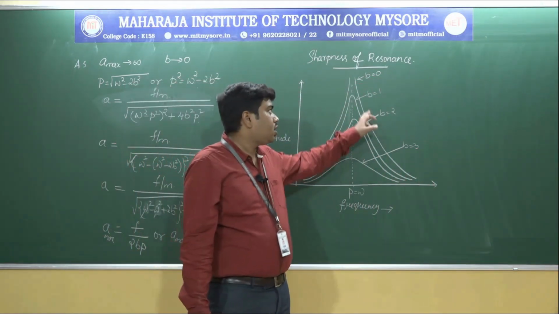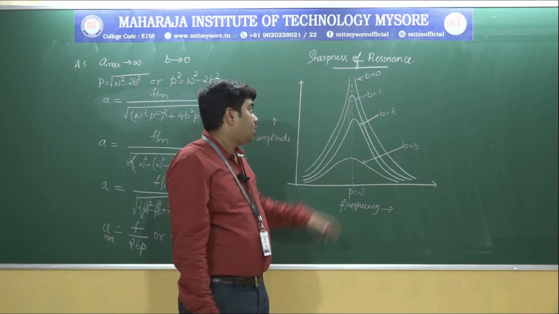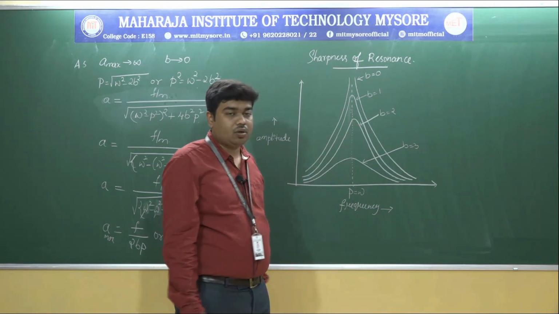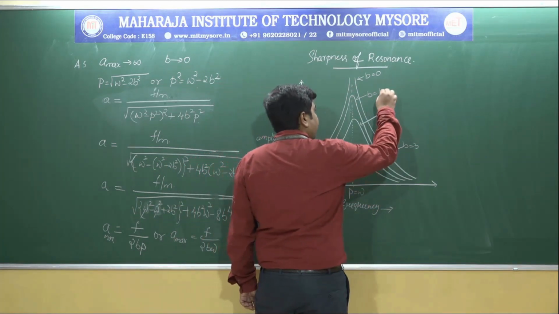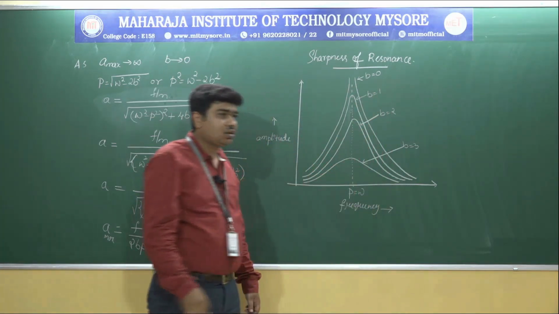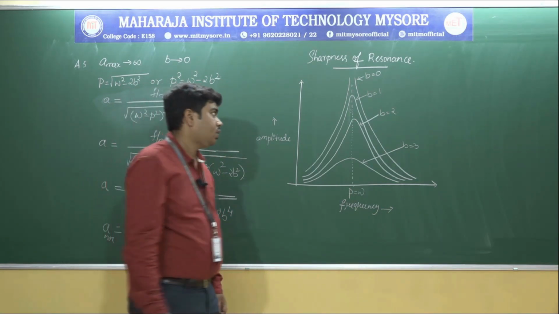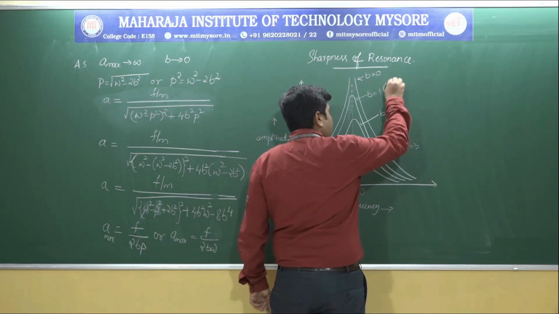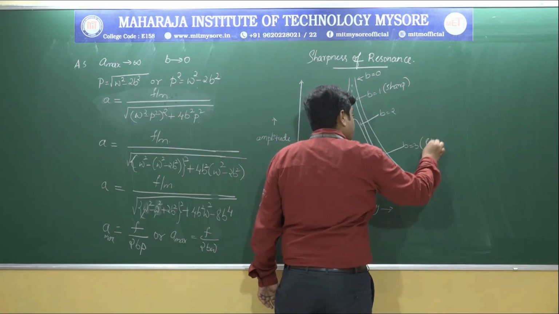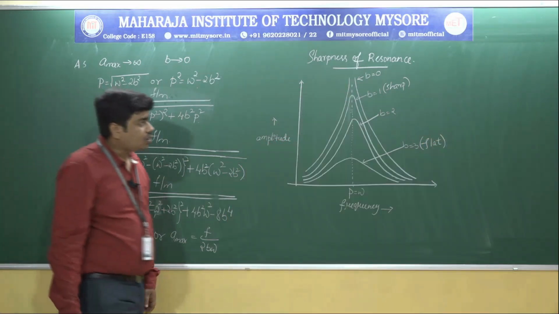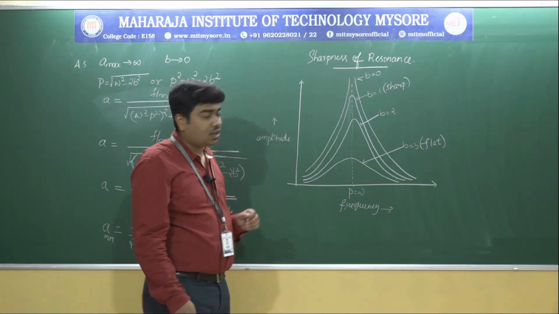And then, as you can see, as the value of b, the damping factor, goes on increasing, the amplitude of the oscillating body goes on decreasing. Whenever the amplitude of the oscillating body decreases, it's only because of the increase in the value of the damping. Now I can call this a sharp curve, and I can call this a flat curve. Based on this graph, we can define the sharpness of the resonance.